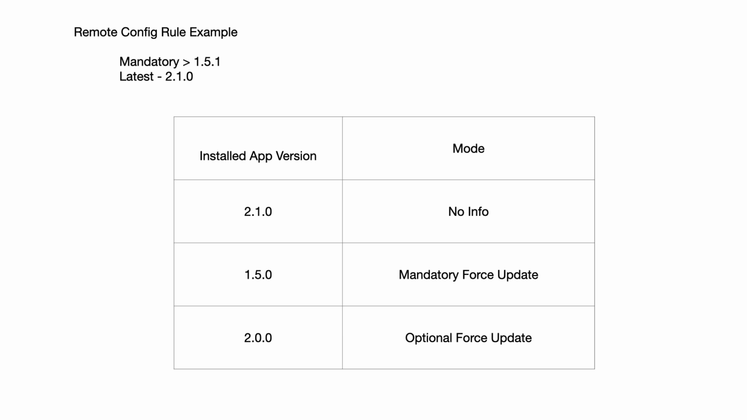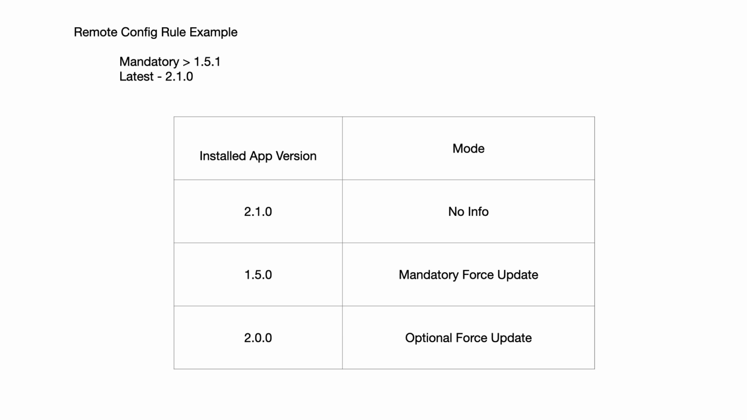Now, let's look at the table. The installed app version is 2.1.0. This is equivalent to the latest version. Therefore, there is no need for force update to be shown and the application behaves as usual.